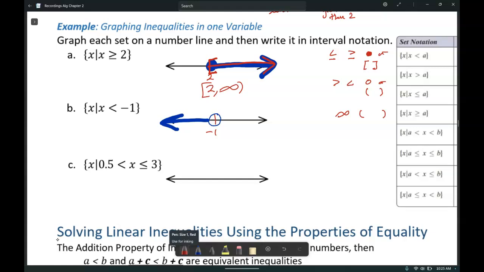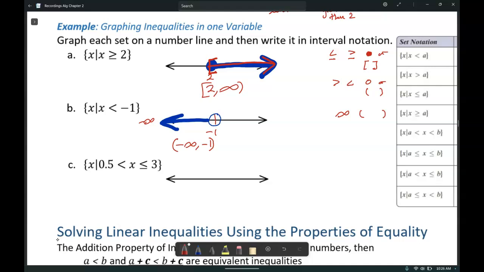We want to start with the lowest value. Well, our lowest value all the way to the left is -infinity. So that's where we're going to start, with -infinity, and then we're going all the way up to the highest value, which in this case is -1. But because it's just a less than, there's no or equal to, we will use a parentheses to close off the side.